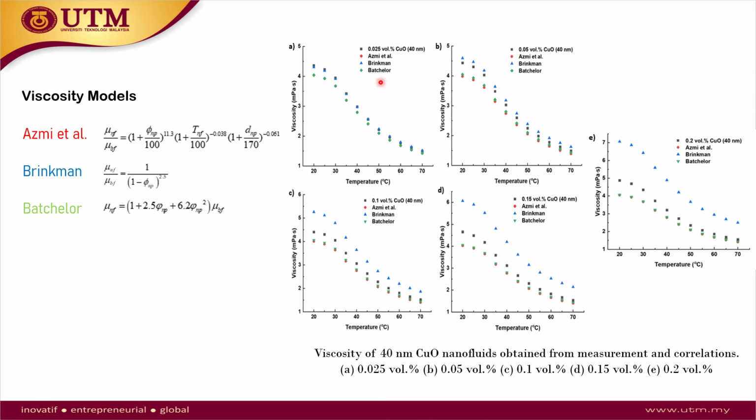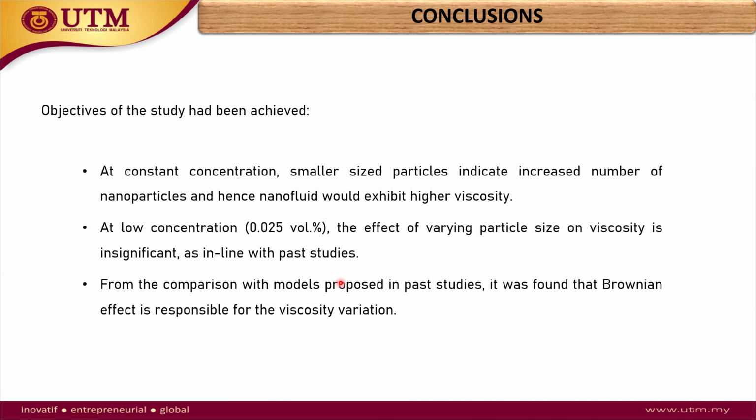We can see that at low concentration, all experimental data fit into Brinkmann's model. But when it comes to higher concentration, Brinkmann's model strays further away, but Batchelor's model is still keeping a close distance and the same trend as our experimental data at higher concentration. We can induce that both shape and Brownian motion factors are important in order to predict the experimental data more accurately. As for conclusion, the objective of this study had been achieved.